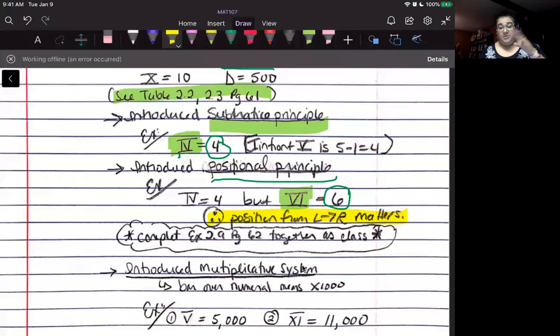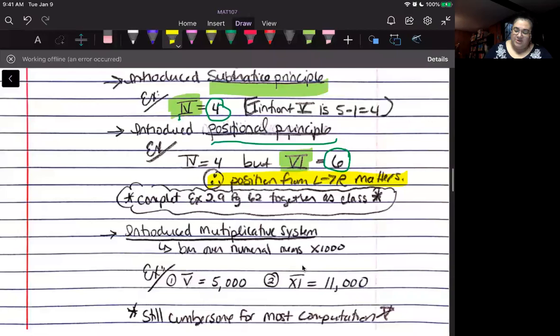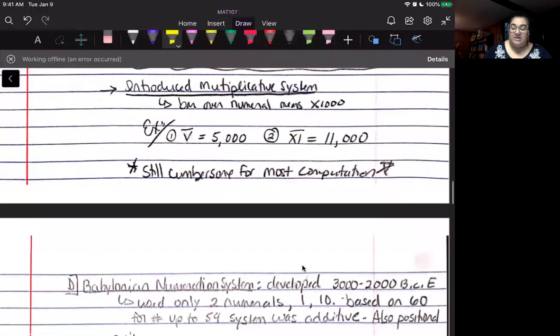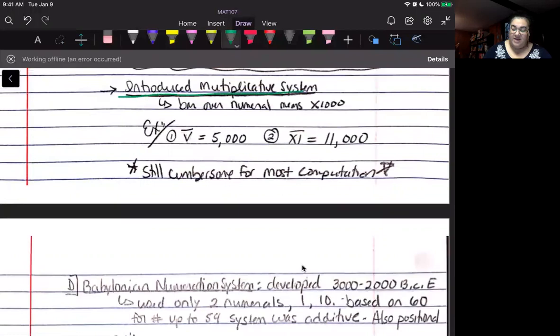All right, let's move on to a multiplicative system. It was also introduced here in the Roman numeral system. They also introduced what was called a multiplicative system, okay? Meaning that they came up with this symbol. Here's the definition: you put a bar over a numeral and it would mean to take that numeral and multiply it by 1,000. So if you took the numeral V for five, and we're going to look at these examples here, okay? If you took the numeral V for five and then you put the bar over it, now you were saying take five, multiply by 1,000. So really now this symbol represented the quantity of 5,000.